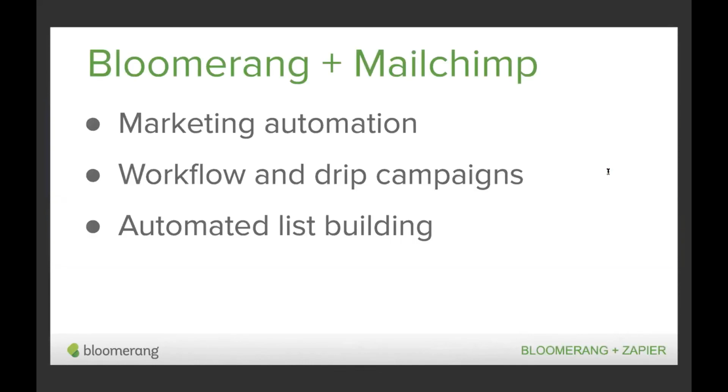A Zapier-enabled integration between Bloomerang and Mailchimp can supplement Bloomerang's native Mailchimp integration and provide you with additional functionality and marketing opportunities for marketing automation, workflow and drip campaigns, and automated list building.